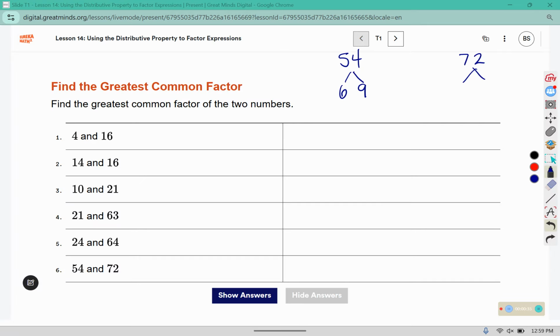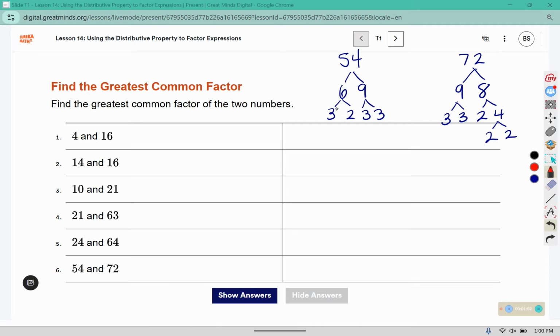Six times 9 is 54, but 6 can be broken up into 3 times 2, and 9 can be broken up into 3 times 3. 72 is 9 times 8. 9 can be split into 3 times 3. 8 can be split into 2 times 4. And 4 can be split into 2 times 2.